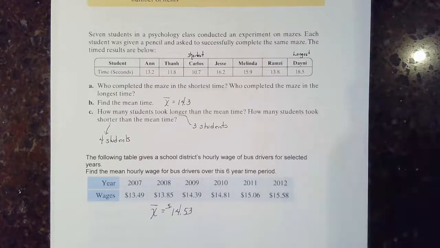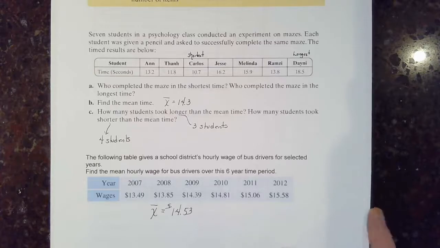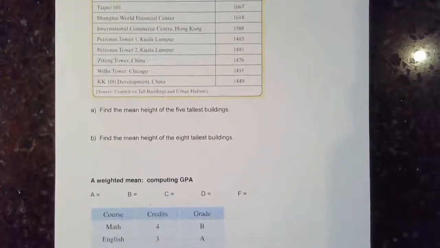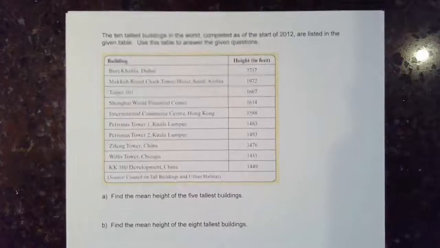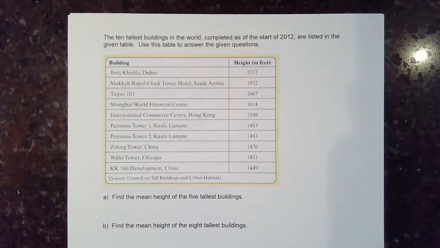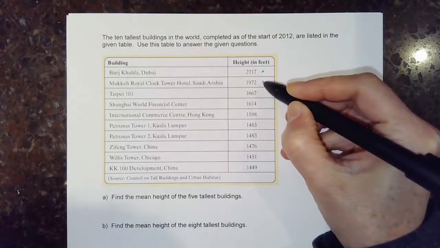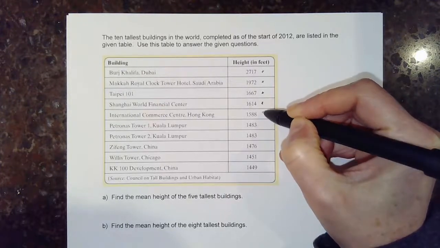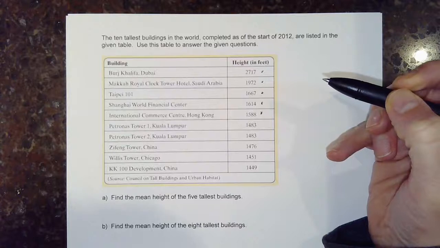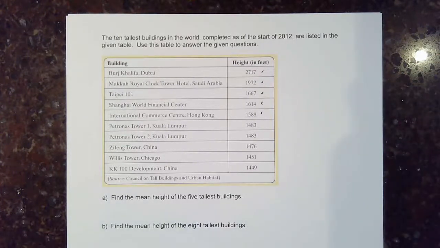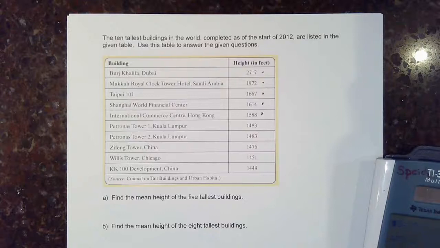Okay, let's try one more before we get into some new stuff. So this is a problem out of the My Math Lab. It says the 10 tallest buildings in the world as of 2012 are listed. This is the height in feet. So it says find the mean of the 5 tallest buildings. So these are in order. So 1, 2, 3, 4, 5. And then after that, they want you to find the mean height of the 8 tallest buildings. So turn off the video and then give it a shot. Turn it back on and I'll do it with you.